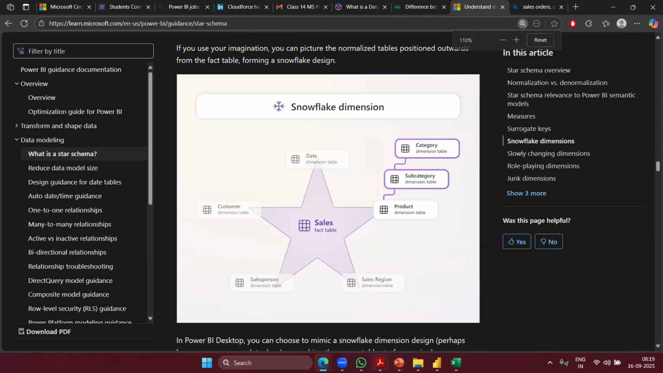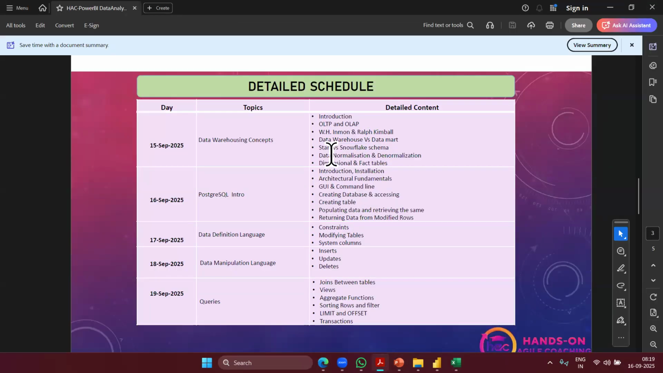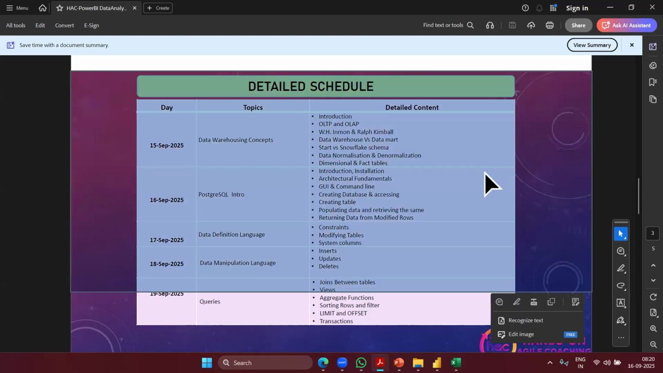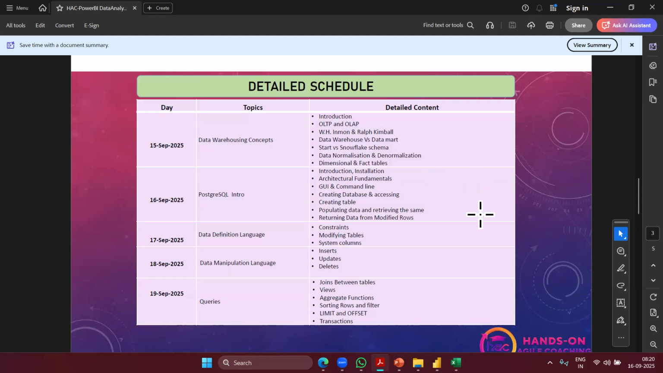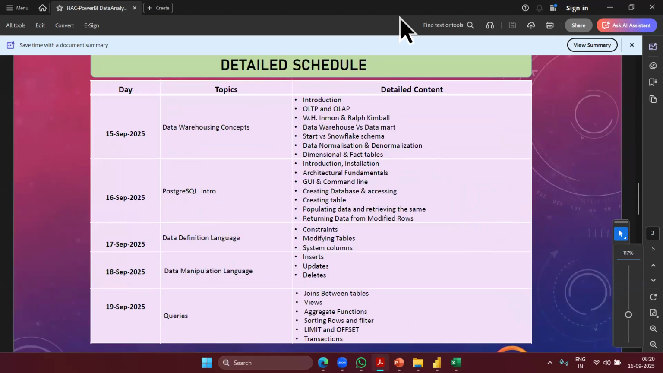Is it clear till now? So today we covered the introduction to data warehousing, and we have seen OLTP, OLAP, and both the concepts of Inmon and Ralph Kimball, two great scientists. Further we went into star and snowflake. Another important thing is we covered normalization and denormalization along with dimensions and fact tables. So I will pause today's class here.